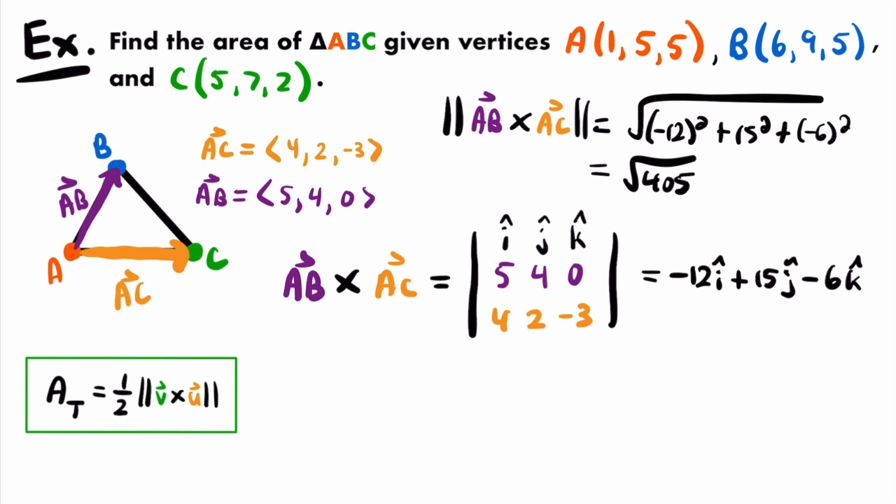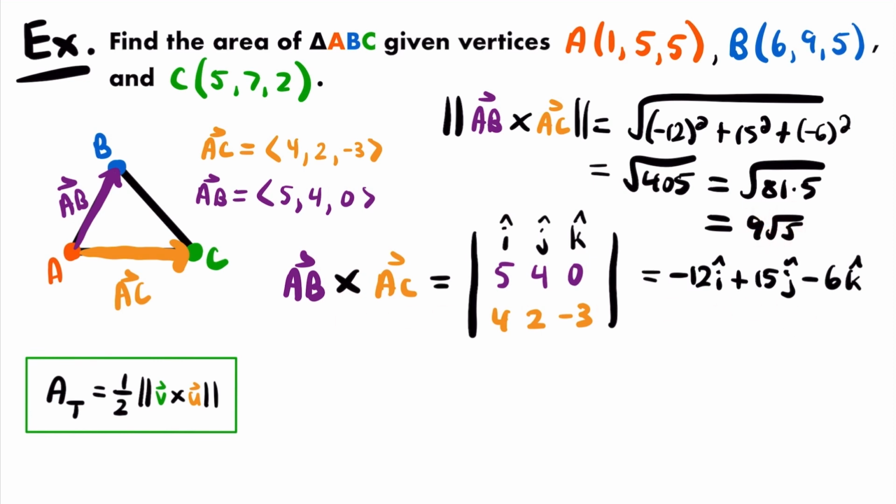And 405 has a factor that is a perfect square, in particular 81. This would be equal to the square root of 81 times 5, and you can check me on that. 81 times 5 is 405, and 81 is a perfect square. It's equal to 9 squared, so we can simplify this again and say that it's equal to 9 square roots of 5. All right, so that is the magnitude of this cross product, but it's not our final answer.